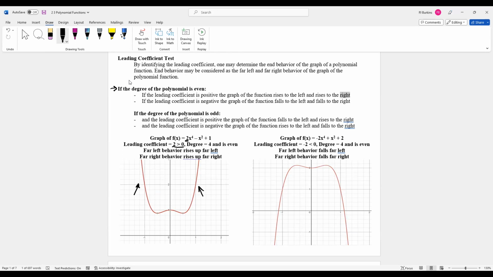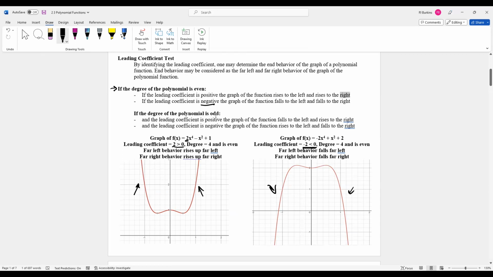If the polynomial is even and the leading coefficient is now negative, meaning the case we have here, -2 is less than 0, then you'll see that it just falls on both the left and the right. Okay?